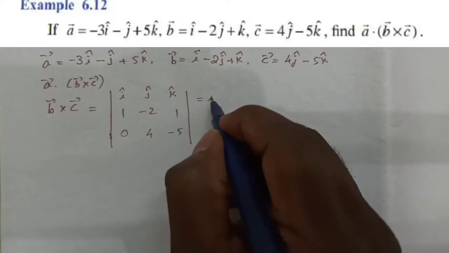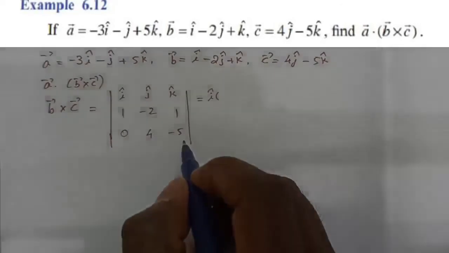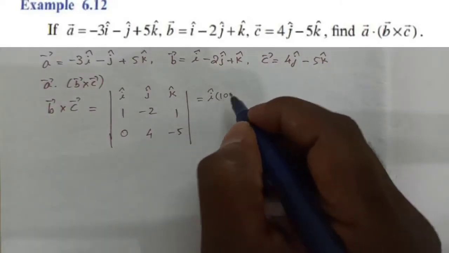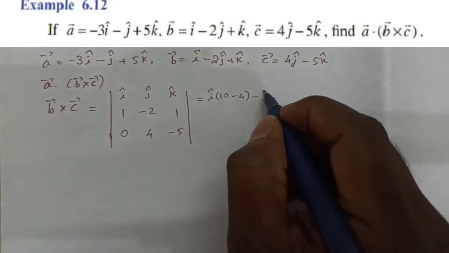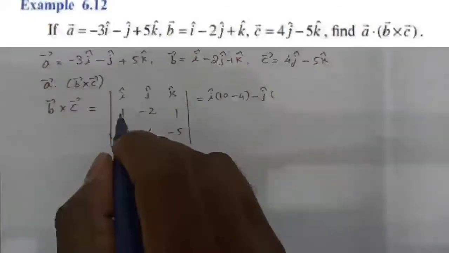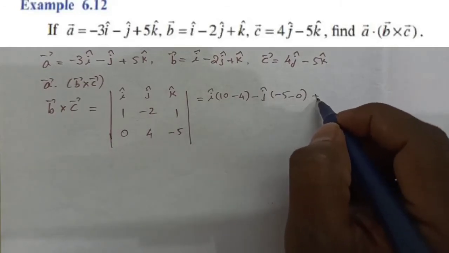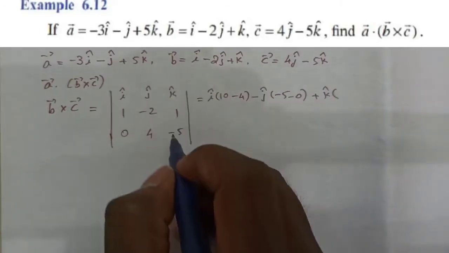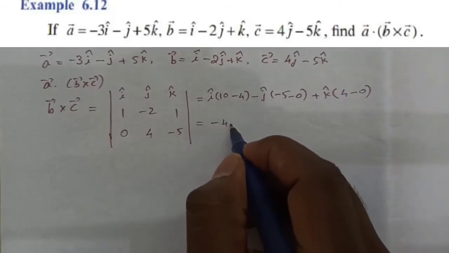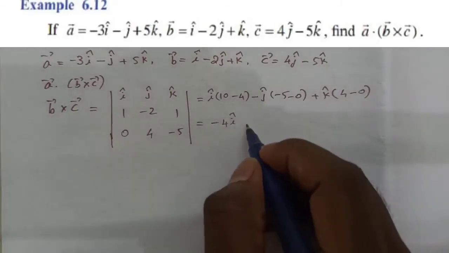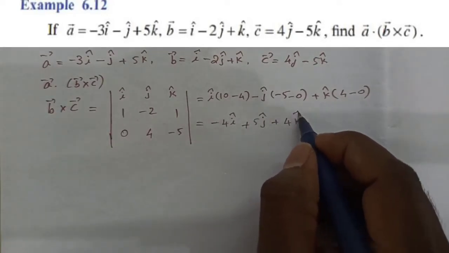Okay, so let me expand this term. i cap into (10 - 4), minus j cap into (-5 - 0), plus k cap into (4 - 0). So it is -4i cap... wait, 6i cap + 5j cap + 4k cap.